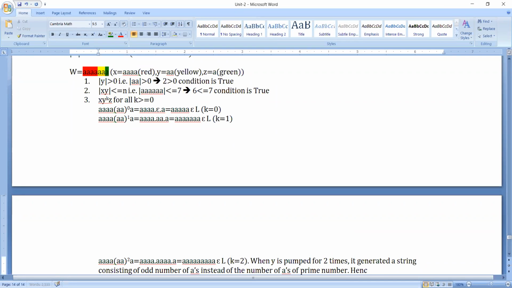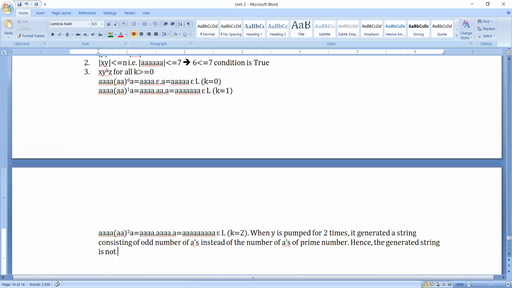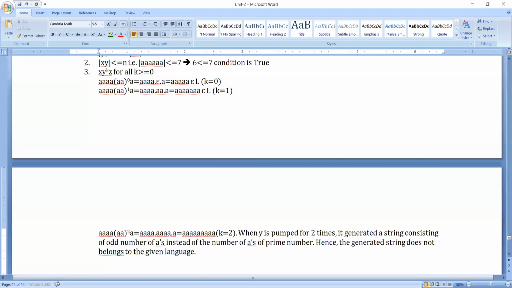Hence the generated string does not belong to the given language. It is not going to belong to the given language. So that is the reason we can say that this language is not a regular language.